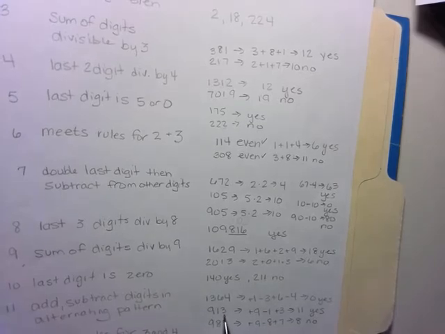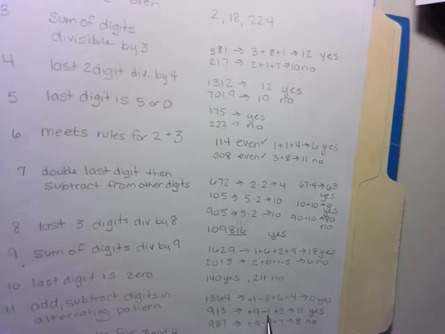In 913, we take 9 minus 1 plus 3, which gives us 11. So yes, 11 divides 11 evenly, so 913 would be divisible by 11. 987, we take 9 minus 8 plus 7, and we get an 8. 11 does not divide 8 evenly, so no. 987 is not divisible by 11 evenly.